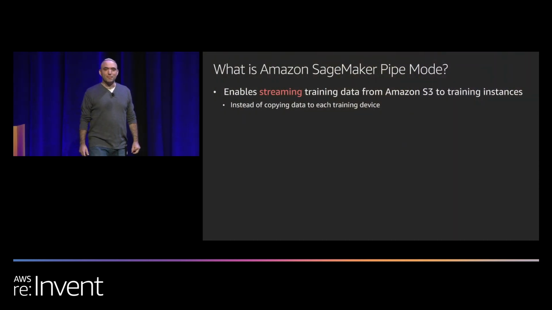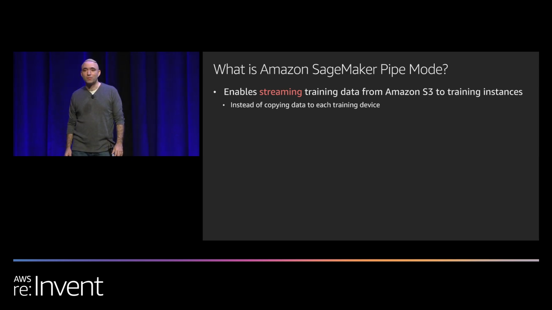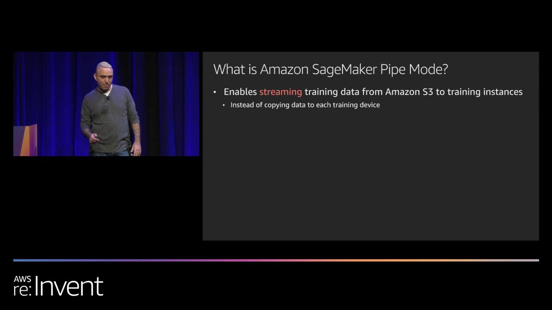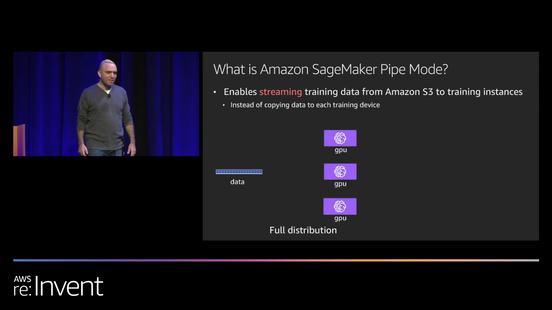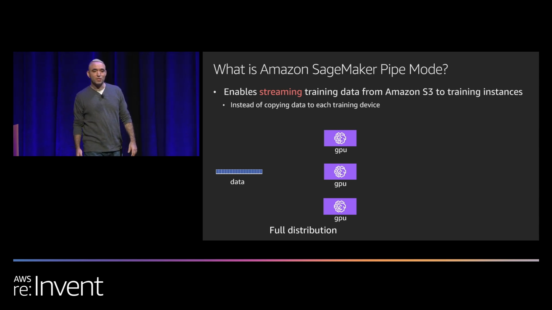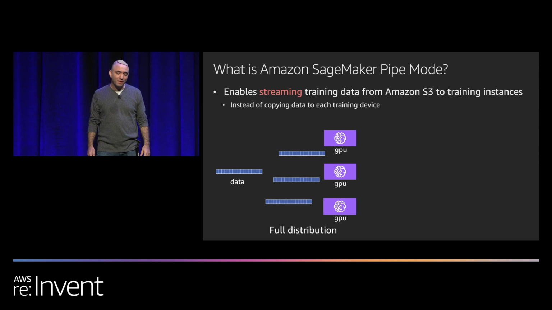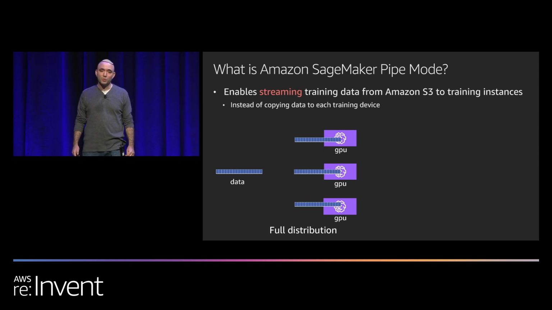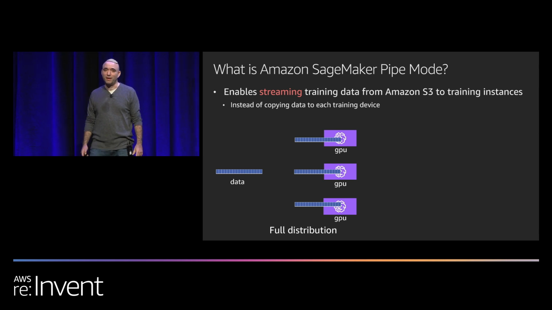Pipe mode is a mechanism based on Linux pipes for streaming your data directly from S3 storage to your training instance. The old way of doing this is to download all the data from a central storage location, such as S3, to local storage on the training instance, such as EBS. This needs to be done each time you want to spin up a new training session and may cause a significant delay to the training start time.